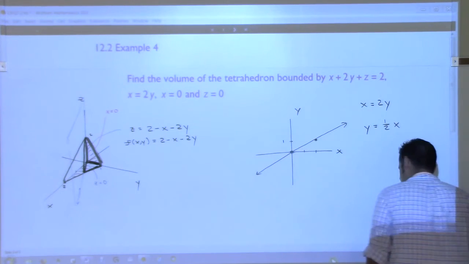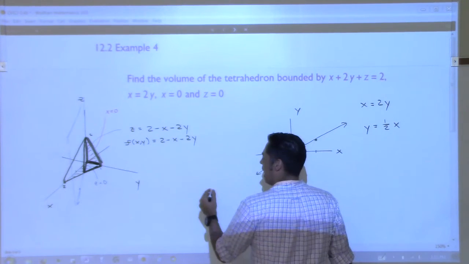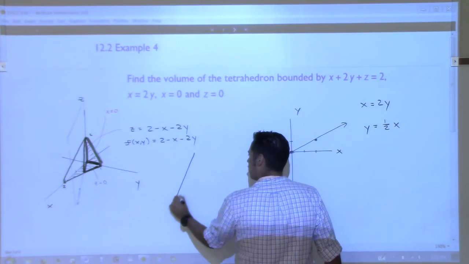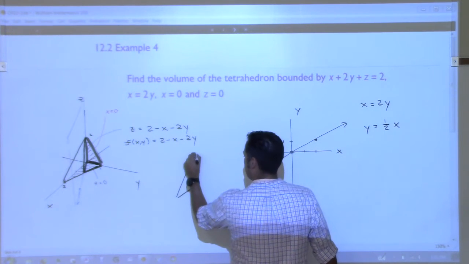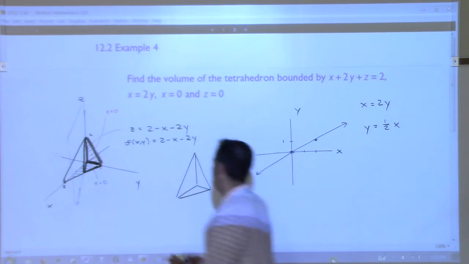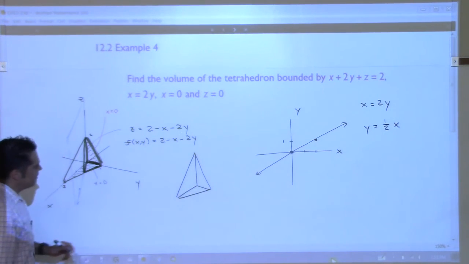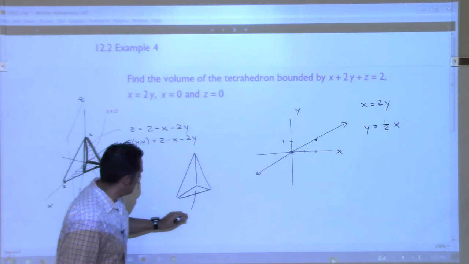So let me try and draw another picture. Try and do a little bit better picture. I'm going to exaggerate a little bit. I have this, this, this, let's see, this. That's that same piece. I've just tilted it a little bit. This part right here is my domain.